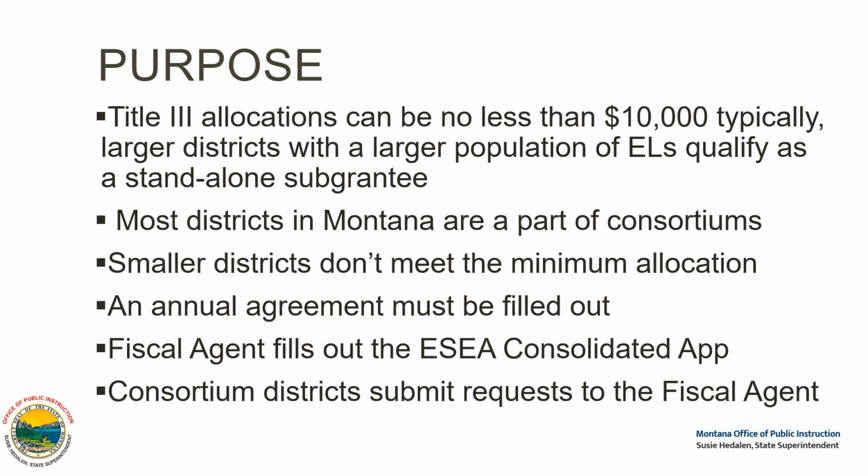So what that means is that there must be a fiscal agent that will receive the funds for the smaller districts and also be in charge of filling out the grant application and monitoring the spending down, processing cash requests for the consortia districts. In order to do that, an annual agreement must be filled out.